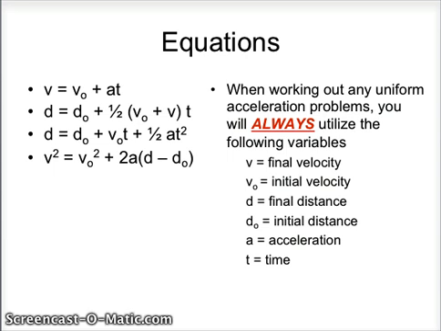So if you look at the equations list, there are a total of 4. V is equal to V naught plus AT. D is equal to D naught plus 1/2, open parentheses, V naught plus V, close parentheses, T. D is equal to D naught plus V naught T plus 1/2 AT squared. And finally, V squared is equal to V naught squared plus 2A, open parentheses, D minus D naught, close parentheses.